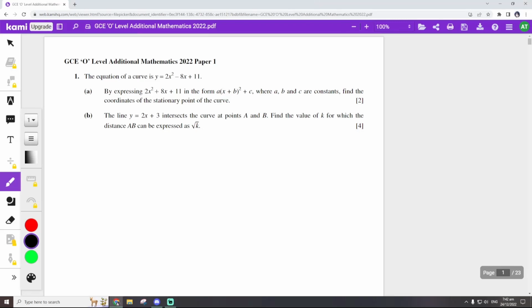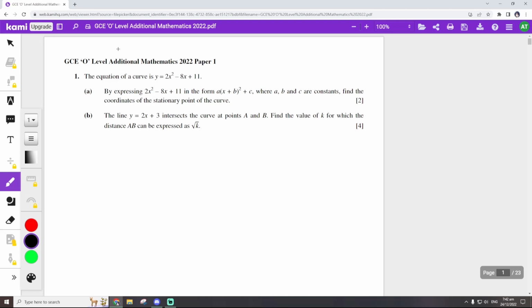Morning everyone. Today I'll be going through the GCE O-level A-Math paper from this year. I had a look at the paper and I realized that paper 1 was a bit more unconventional, whereas paper 2 was more standard, and my students also found it easier. So today we're going to go through paper 1.